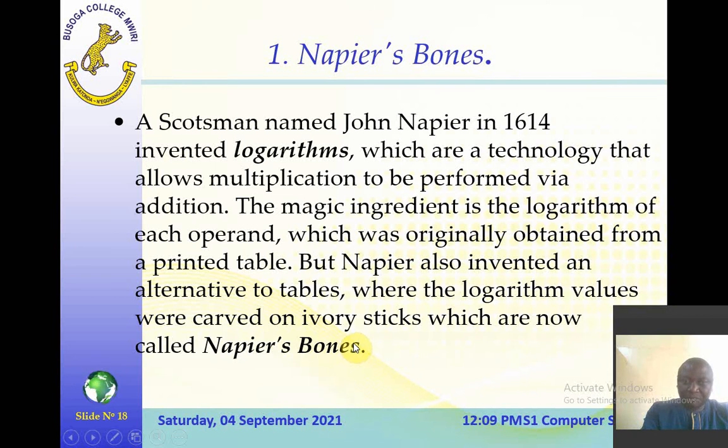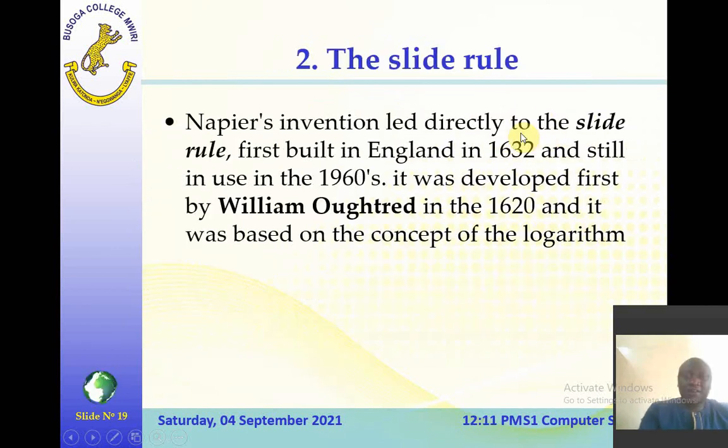Are we together? I said take note of the invention, the person who invented it, and then the year. So we have Napier's Bones. The Scotsman is John Napier, and in 1614. We have the second one as the slide rule. Now Napier's invention led directly to the slide rule. The slide rule was built in England.